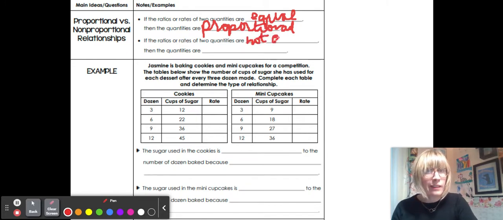If you are comparing rates or ratios of two quantities and they are not equal, well, then by Jove, guess what? They are what we call non-proportional.